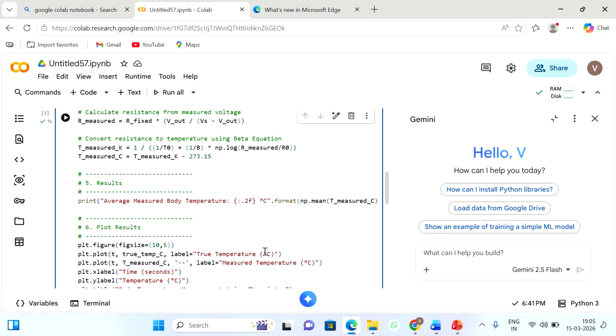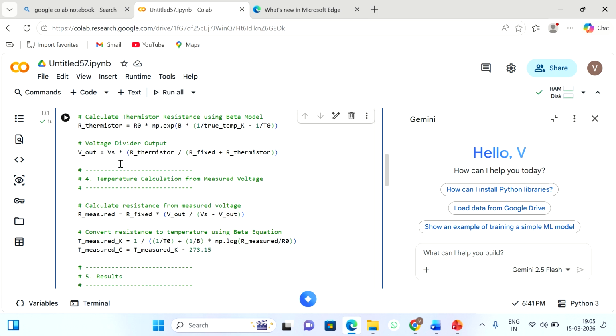So first one, we will get the simulation of temperature measurement using an NTC thermistor. It applies the Steinhart equation and it plots the measured body temperature.